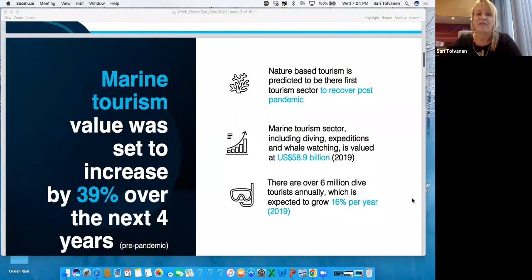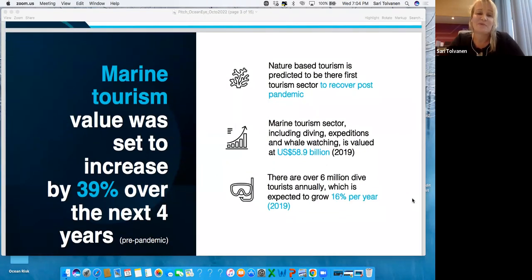Just a little bit of background on marine tourism. Obviously, we are now coming out of the pandemic, and these figures are pre-pandemic, but marine tourism was one of the fastest growing tourism sectors. About 39% growth was predicted over the next 4 years, and that was in 2019. And now that the pandemic's kind of winding down, nature-based tourism is predicted to be one of the areas that will recover the fastest. Obviously, people are very motivated to get back into nature.